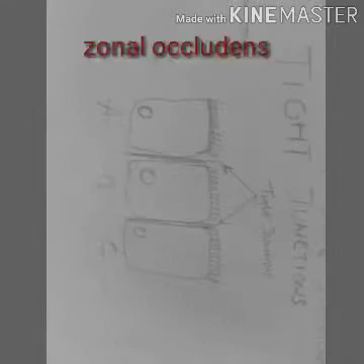Tight junctions are also known as zonula occludens. These tight junctions bind cells together. They prevent molecules from passing in between cells, and most of all, they help to maintain the polarity of cells.